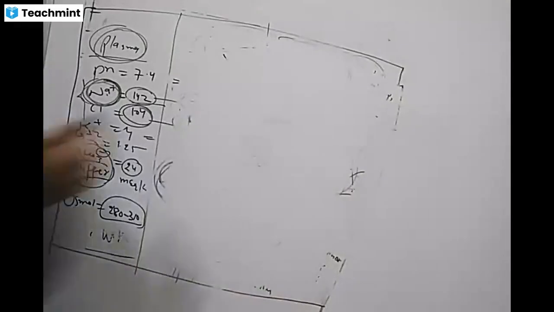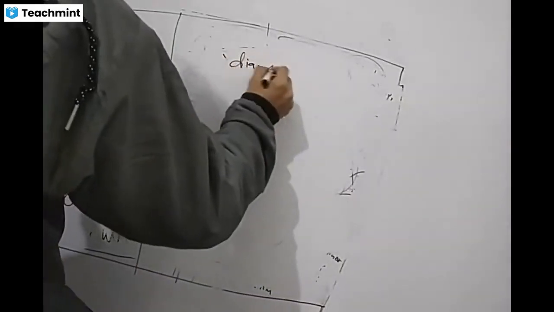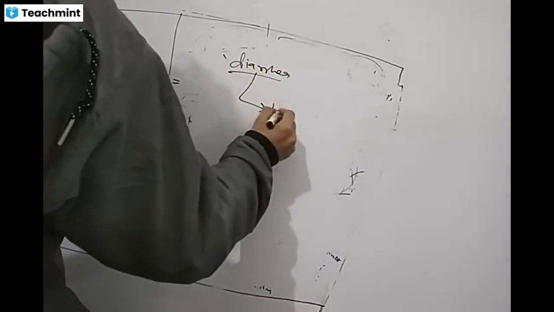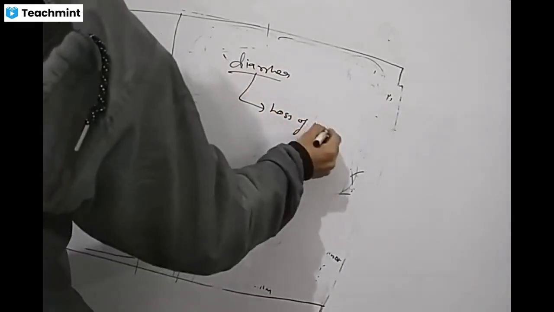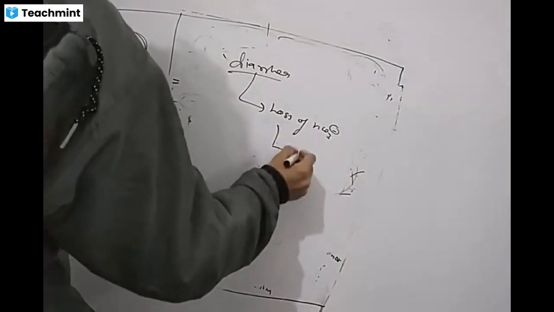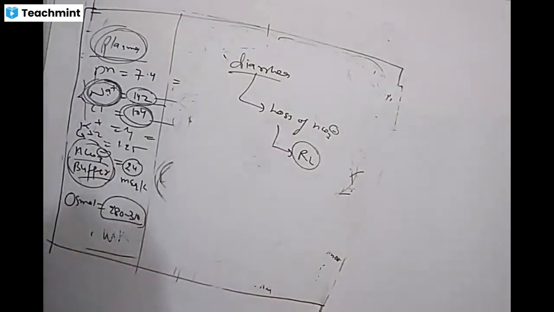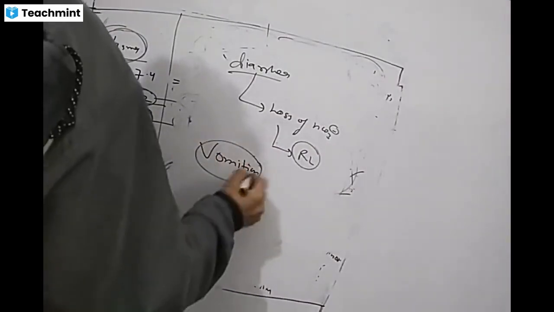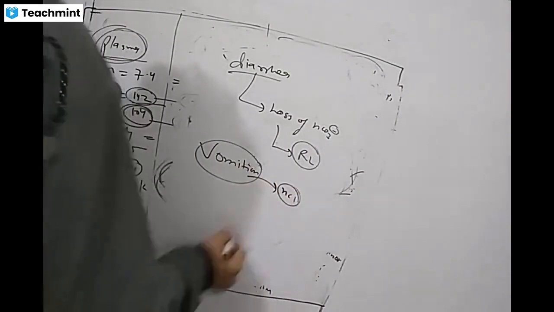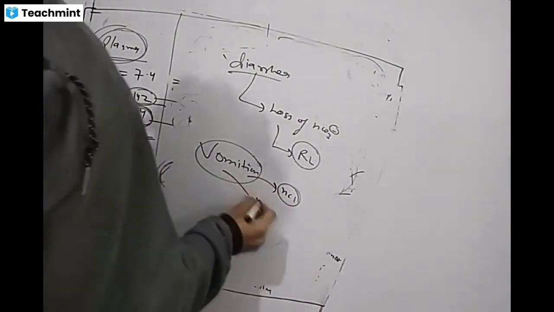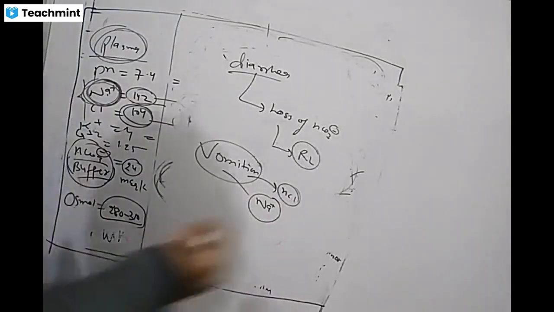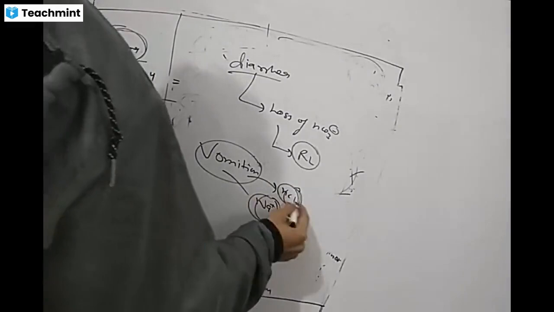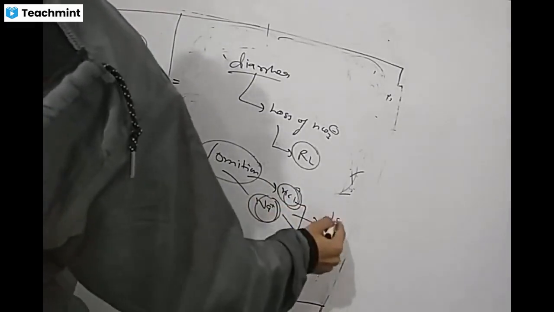So in case of diarrhea, there is loss of bicarbonate. So the fluid of choice will be RL. In case of vomiting, what is the loss? Loss of HCl from the gastric fluid. Although maybe some sodium loss is also there because gastric fluid also contains sodium. So with loss of chloride and sodium, the fluid of choice will be your NS.